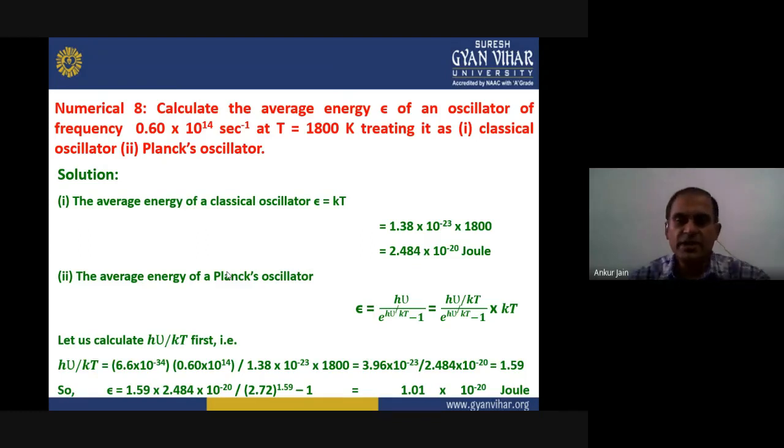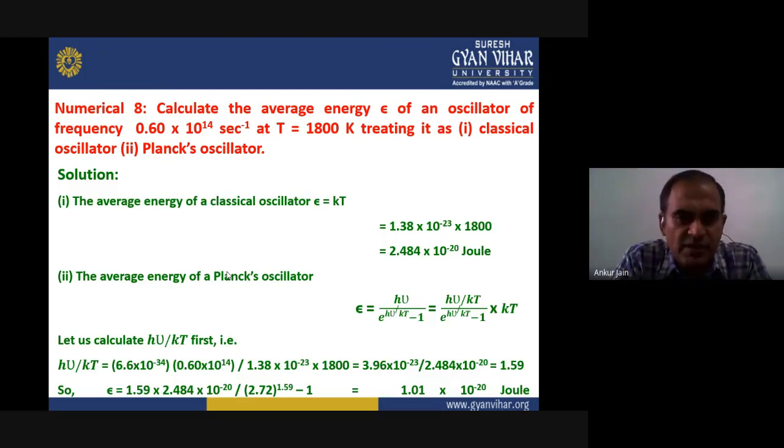Now the next example is asking to calculate the average energy epsilon of an oscillator of frequency 0.60 into 10 to the power 14 per second at temperature 1800 Kelvin, treating it as a classical oscillator and as a Planck's oscillator. There is a huge difference between the classical oscillator and Planck's oscillator. To learn about Planck's oscillator, you can go through my previous lecture, which is uploaded on the YouTube channel of Gyan Bihar University School of Applied Science.